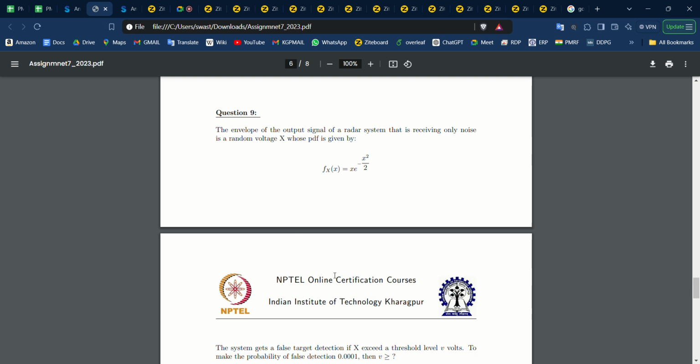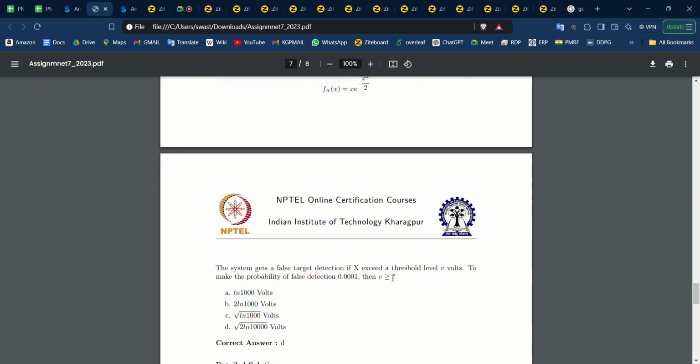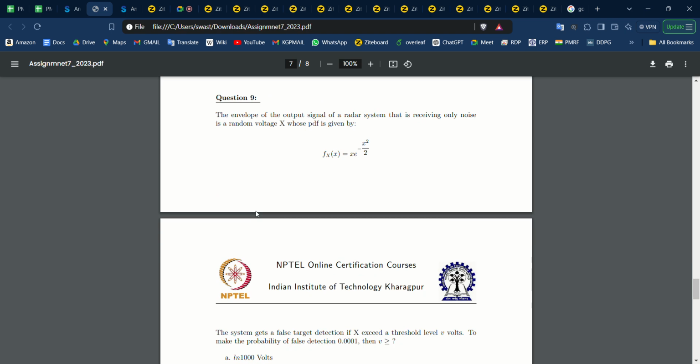The envelope of the output signal is given like this. The system gets a false target detection if x exceeds a threshold level of V volts. To make the probability of false detection 0.0001, then V greater than... Okay. So, if x is greater than V, first let's write down the probability density.